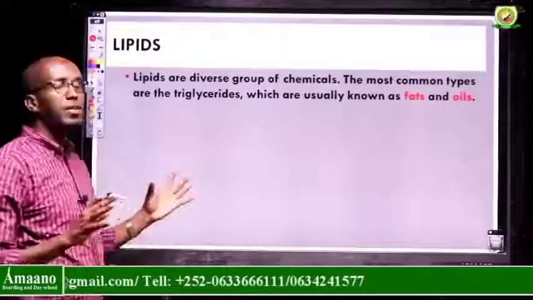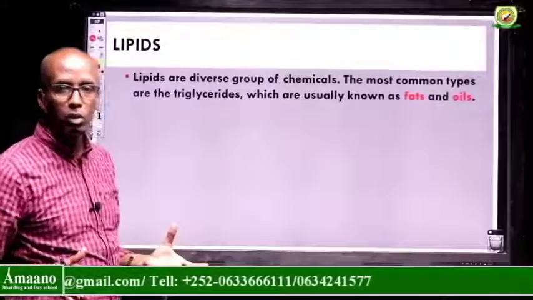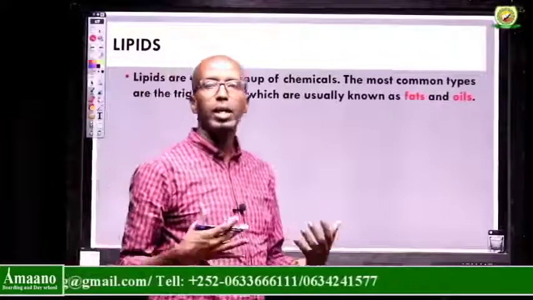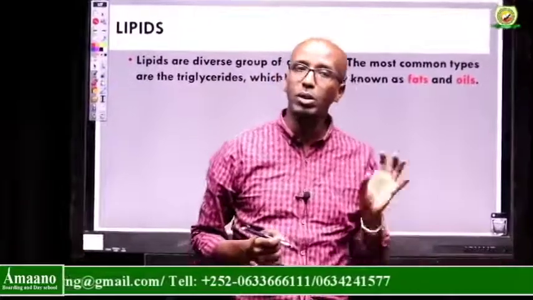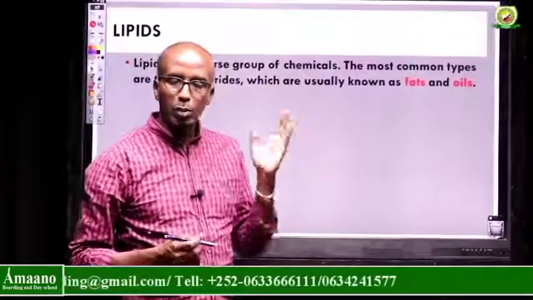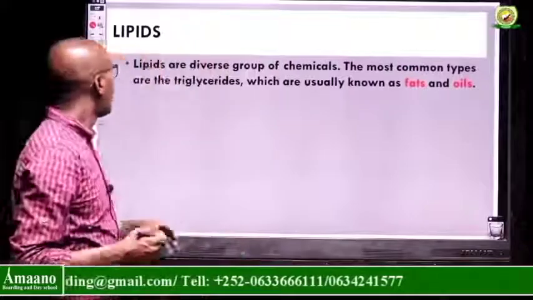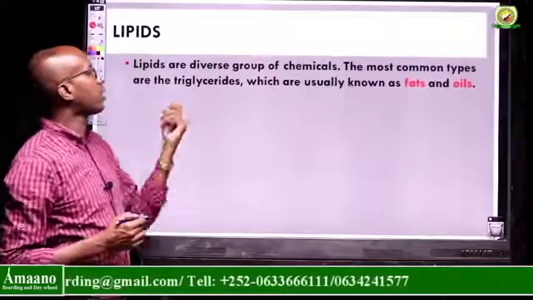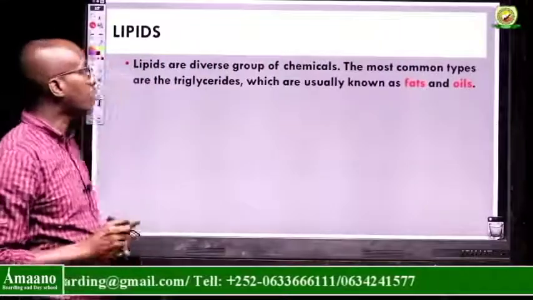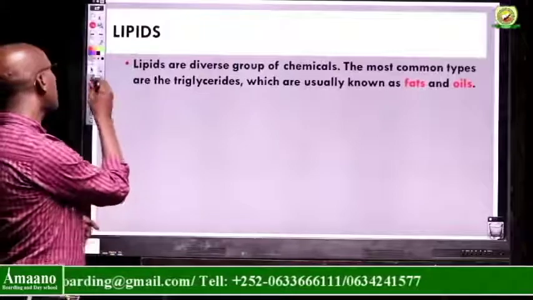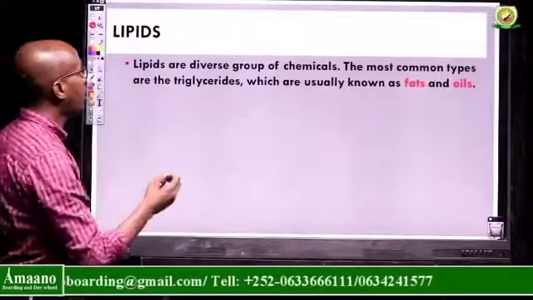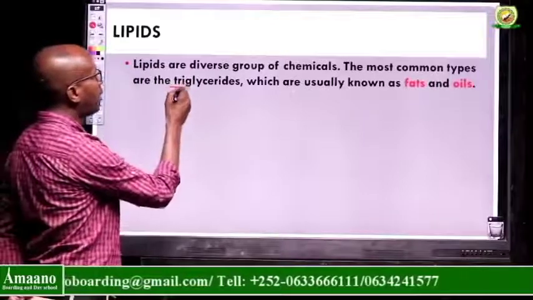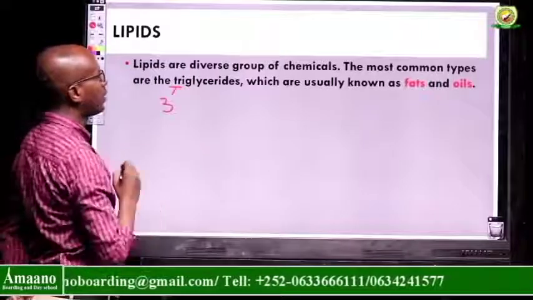Lipids are a diverse group of chemicals. Diverse group of chemicals means there are a number of different types of lipids. Number of different types of what? Lipids. But the most common type is triglycerol lipids. As the name shows you, the word tri means three.